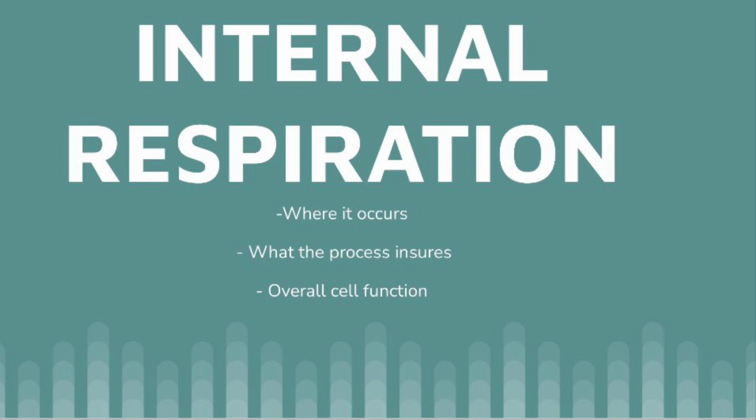Internal respiration, including where it occurs, what the process ensures, and the overall cell function. Internal respiration occurs at the tissue level, involving the exchange of gases between blood and body tissues. This process ensures that oxygen is delivered to cells and carbon dioxide is removed, similar to the process of breathing. Internal respiration is integral to overall cellular function.